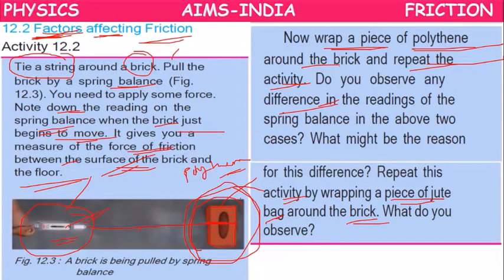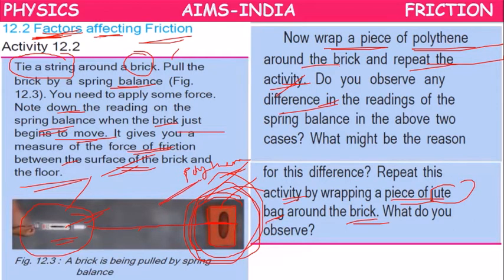Certainly, because the surface of the brick is different, the surface of the polythene bag is different, the surface of the jute bag is different. The polythene bag will be somewhat smooth, so with less force we can drag it, whereas the brick is somewhat rough, the jute bag is somewhat rough. At that time we have to apply more force, because there will be more friction because of the rough surface. Because of the polythene bag, because of the smooth surface, friction will be less.